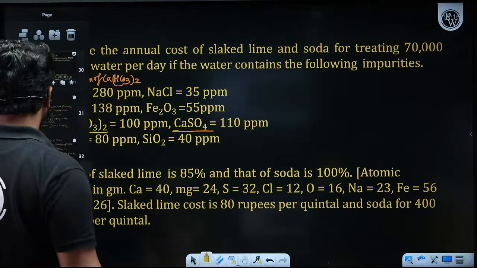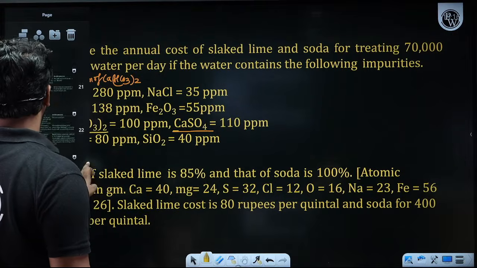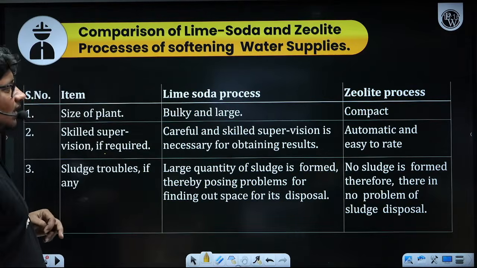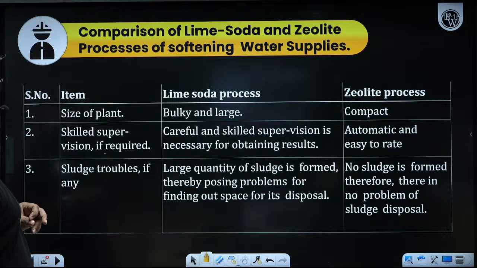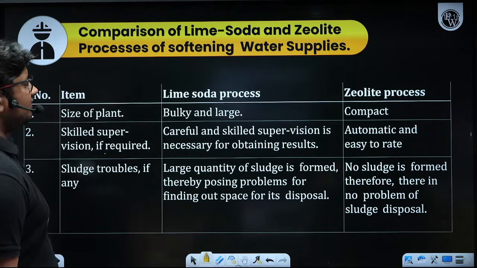Now, if this question is clear to all of you, the two methods which we have discussed just now, I have given a rough comparison of both the methods. Let us just read this once. Comparison of lime soda and zeolite process of softening.